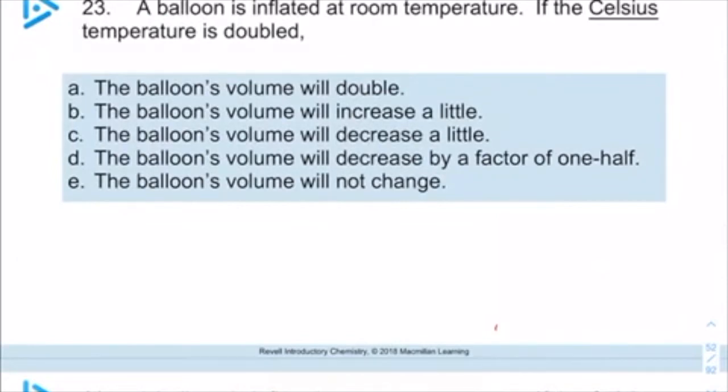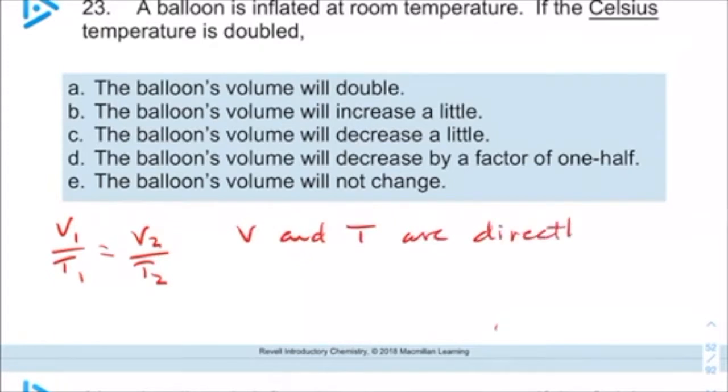A balloon is inflated to room temperature. So if the Celsius temperature is doubled, what will happen to the volume? Now, if I'm looking at changes, volume and temperature are directly proportional.